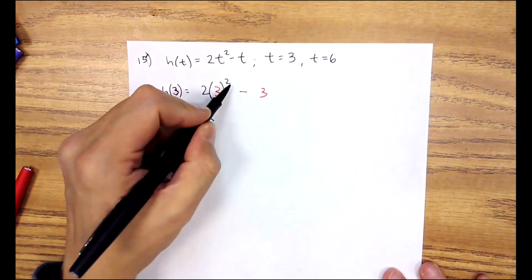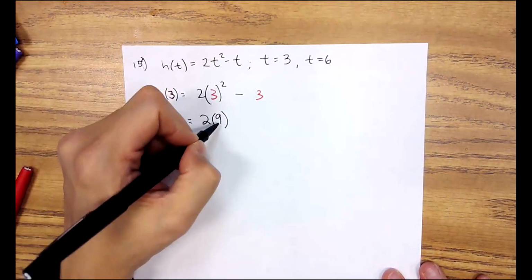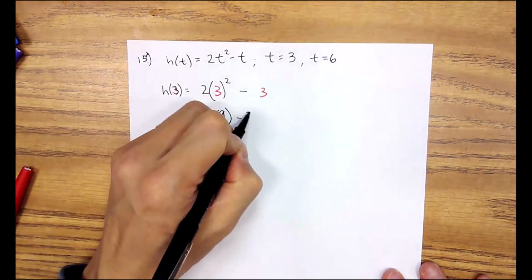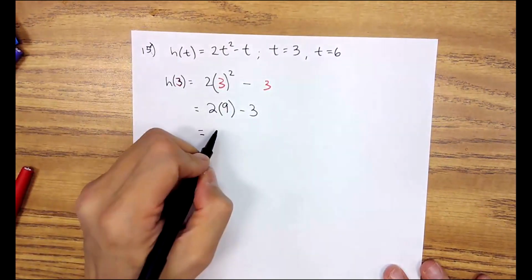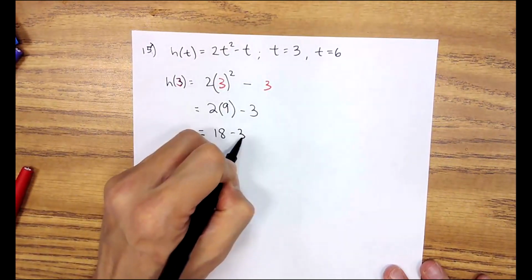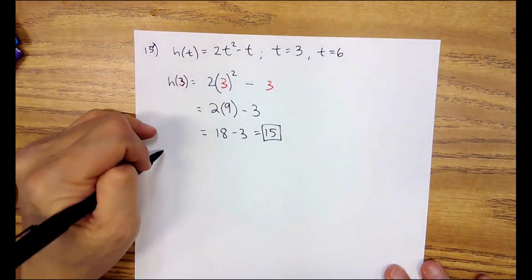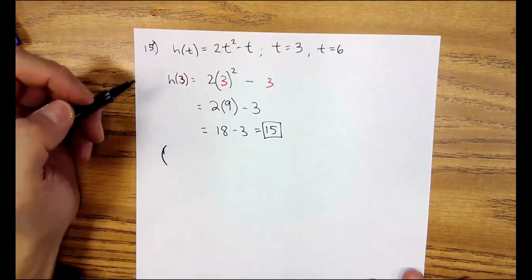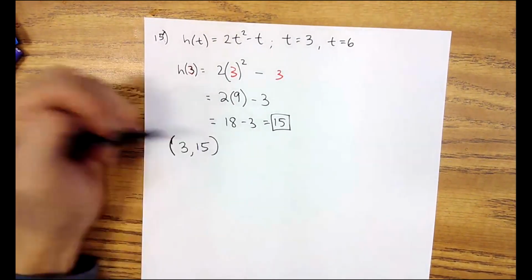So 3 squared is 9. Okay, so exponents come before multiplication. Minus 3. Multiplication comes before subtraction. So that's 18 minus 3. So that's 15, right? So we have a point on the graph that's 3, 15.